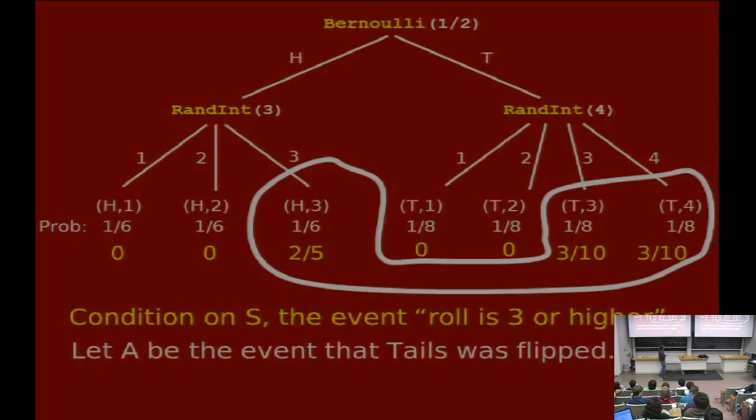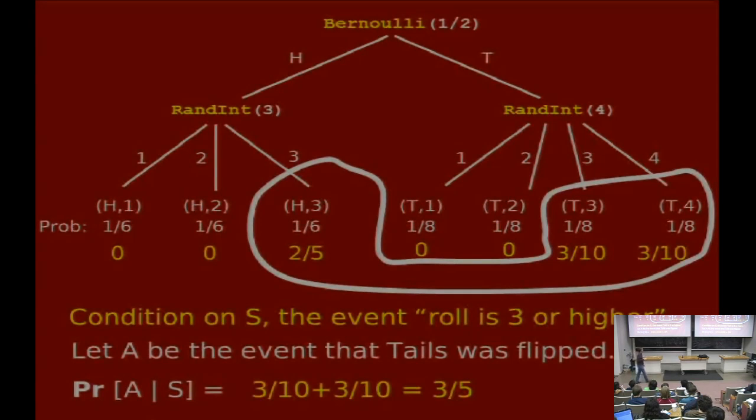Okay. So I guess we're going to do another example here. Let A be the event that tails was flipped. Once we condition on the event S, it's like we have new probabilities for all the outcomes. But they still are normal probabilities in the sense that they add up to 1. So it's a new probability law or distribution. And you can ask about the probability of events conditioned on some other event. So this probability is just the sum of the conditional probabilities of the outcomes in A. That would be those 2. So it would be 3/10 plus 3/10, which is 3/5.